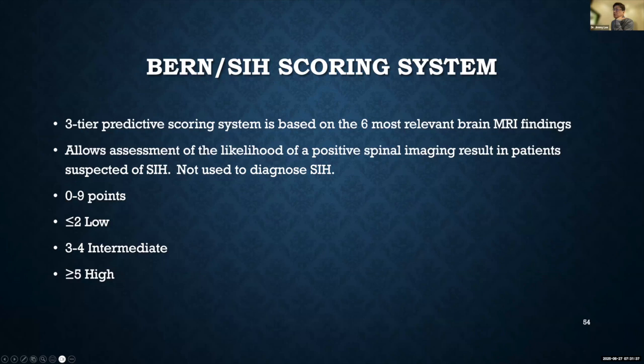So just to be sure, this is not used to diagnose SIH, right? It just gives you a likelihood of a positive spinal imaging. Particularly these are young patients, right? So you think about it, someone in their 20s, 30s, you don't want to keep doing a lot of CT to increase the dose, doing a lot of myelograms, for example.